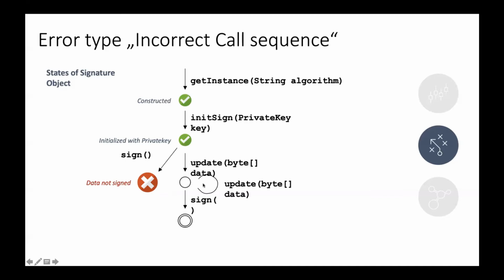So this is the second kind of error message that CogniCrypt supports, right? So the first one was you being able to tell CogniCrypt that, hey, the parameter to this function must satisfy certain conditions. The second one is you being able to tell CogniCrypt that, hey, if you use this particular object, for example, the signature class, you need to call your methods in a particular order.